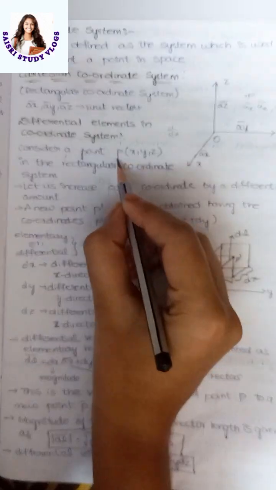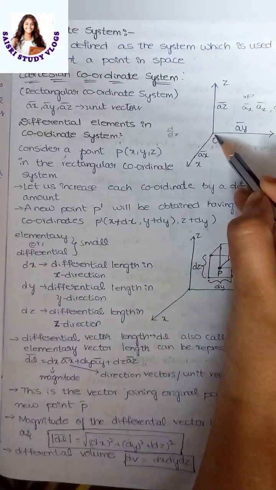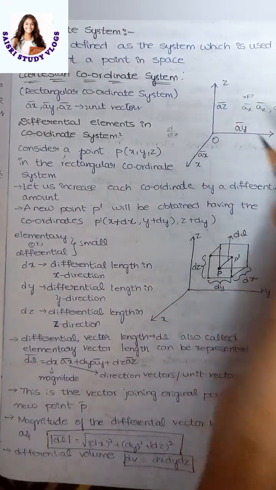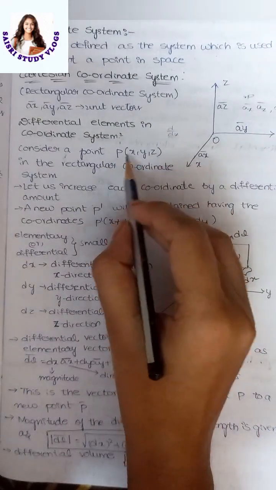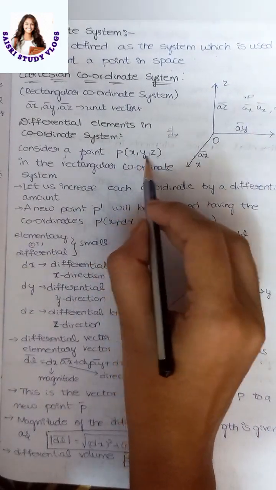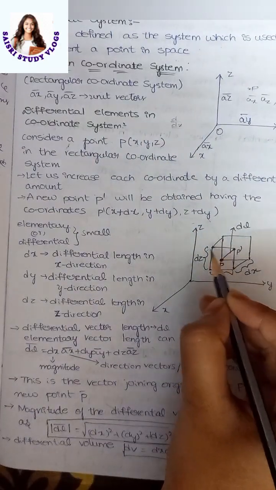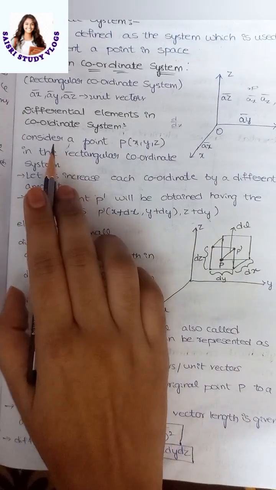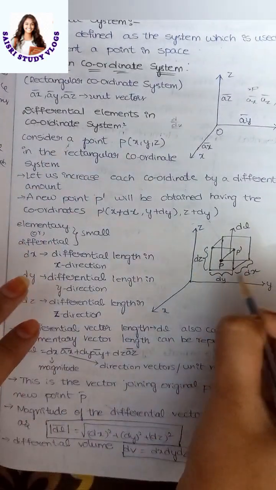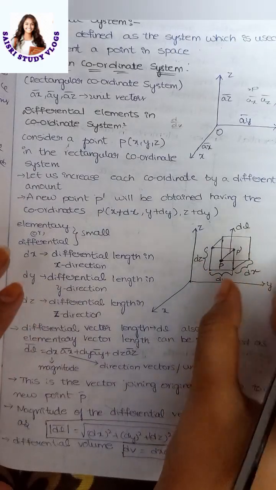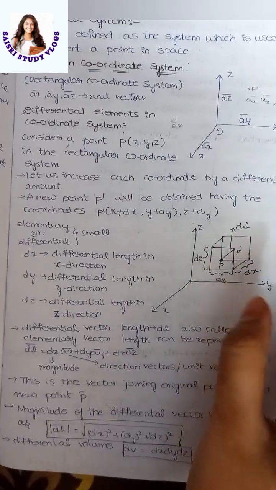Here we take the point P. Here we have the three axes: x, y, z. So x is here, and y and z. These are the three axes, and there is a point P having these three coordinates x, y, z. Differential means there is a change. As there is a change, we are changing x, y and z, and the changes are represented as dx, dy and dz in the respective axes.